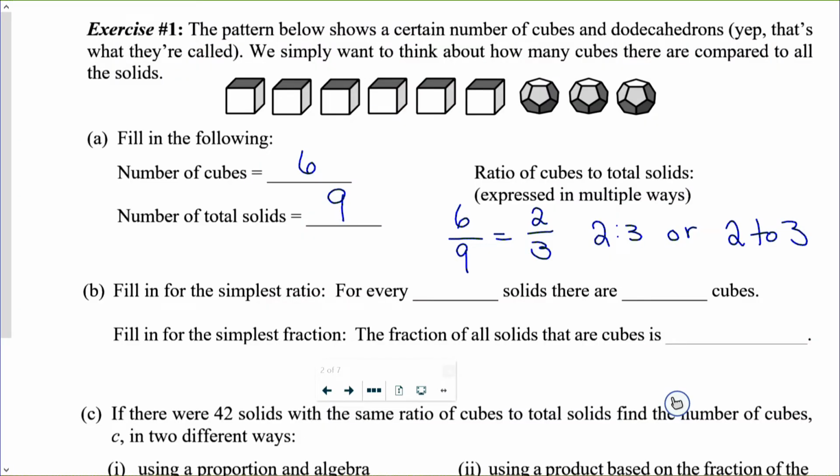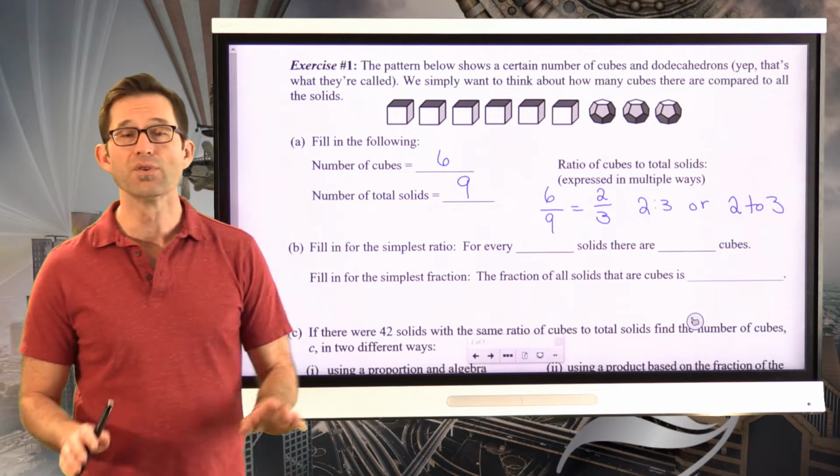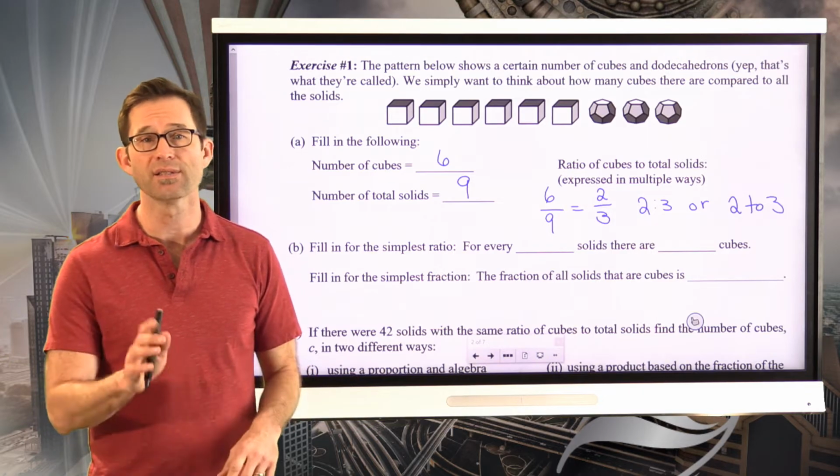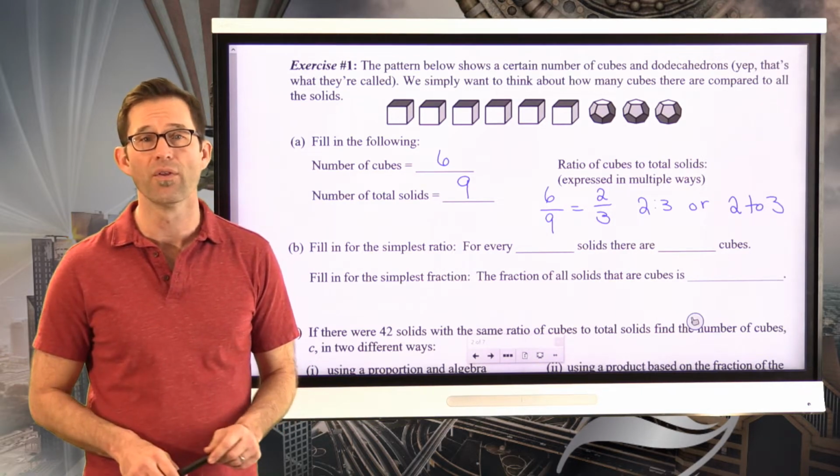Fill in for the simplest ratio. For every blank solids, there are blank cubes. Also, fill in for the simplest fraction. The fraction of all solids that are cubes is what? All right, so this should be pretty easy, especially after the last lesson. Why don't you pause the video and fill in all those blanks.